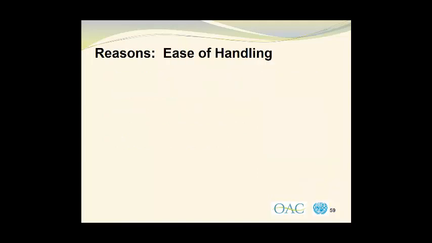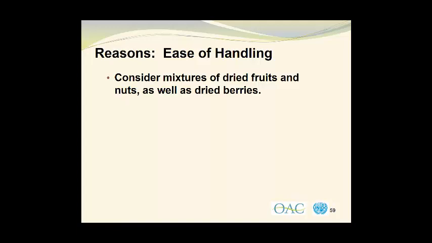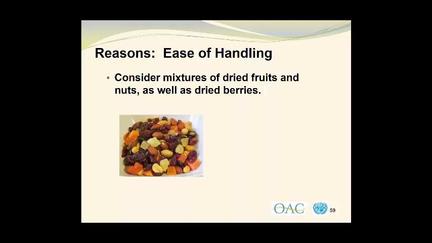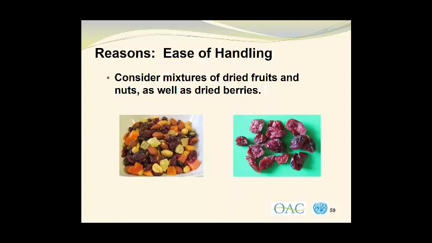Ease of handling is also a feature of dried food products. We'll consider mixtures of dried fruits and nuts as well as dried berries. In this photograph, you can see dried fruits such as dried papaya, dried mango, some dried pineapple, as well as raisins. Some dried berries may be in there, and you can also see various nuts. And this is called trail mix, which is a very popular snack that can be just taken in the hand and popped into your mouth one piece at a time. In the photograph on the right, we see cranberries that have been dried down to make a very popular snack that is consumed in North America. And these dried cranberries are rather sweet because of the manner in which they are dried.